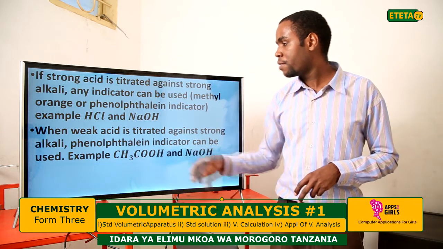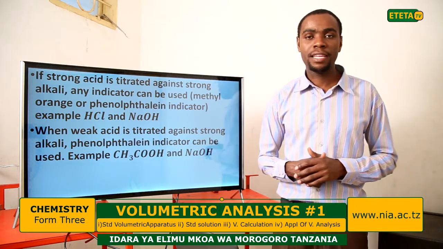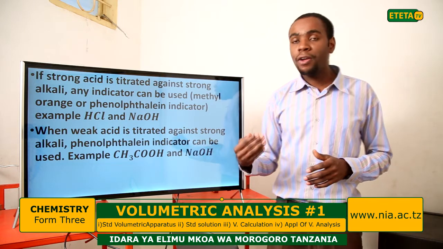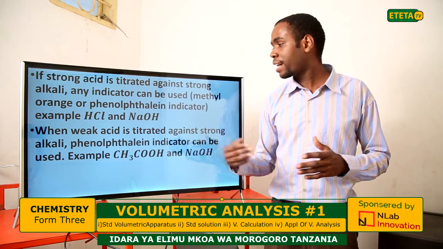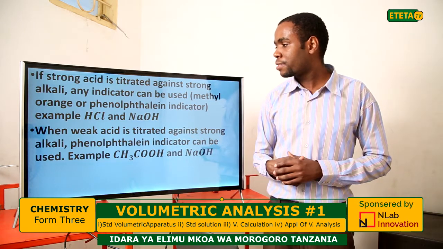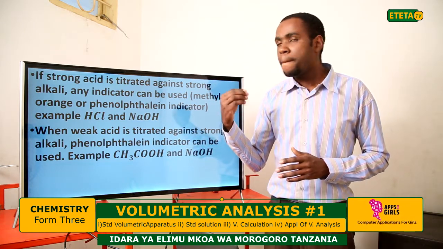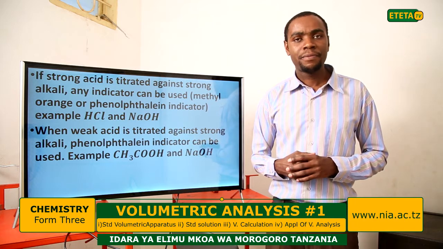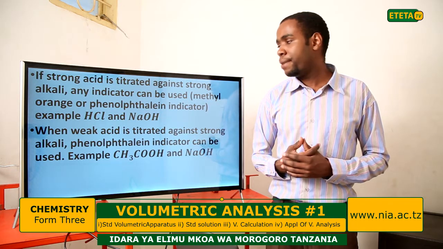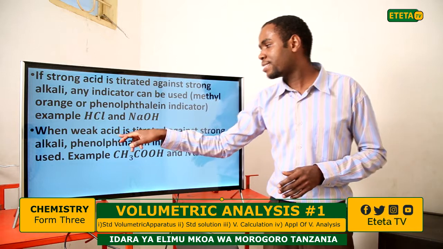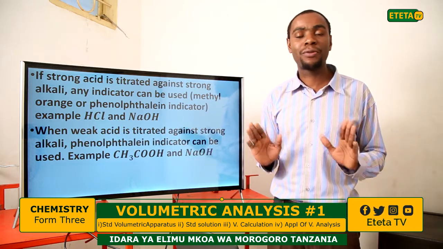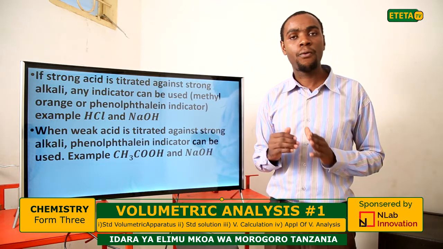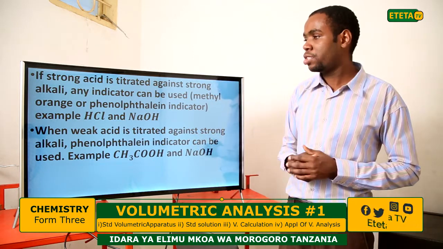So, for that case, phenolphthalein indicator can be used, but methyl orange indicator cannot be used in this case. Why can it not be used? Because methyl orange indicator is a weak organic base, and here we have a weak acid. So with a weak organic base and a weak acid, the color will totally not change.